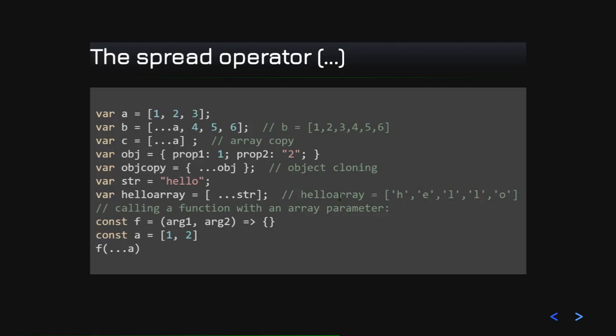We can also call a function with an array parameter. So normally, if I have this function declared with the fat arrow notation, this function has 2 parameters, arg1 and arg2. We should normally call function f, then parentheses, then the value of the first argument, the value of the second argument. But we can also do this using the spread operator. So if we have a vector, we can call the function with this vector. And the value of the first argument would be 1, and the value of the second argument would be 2.